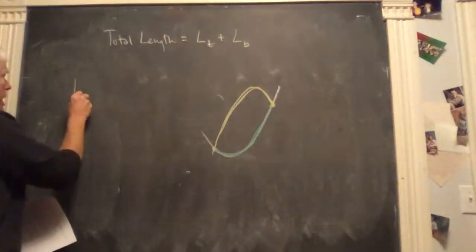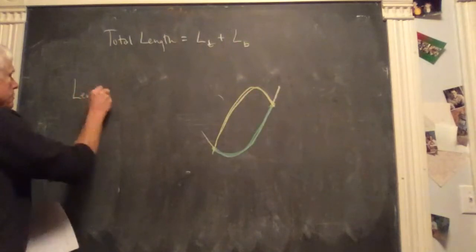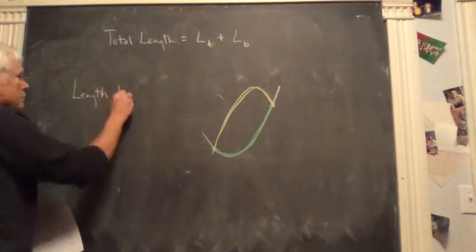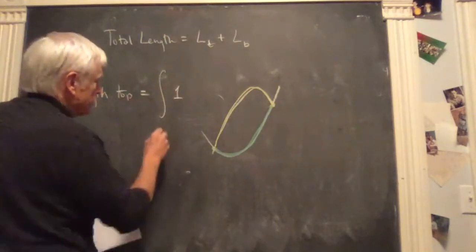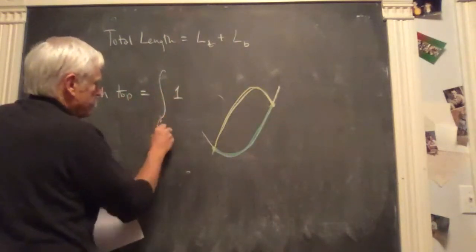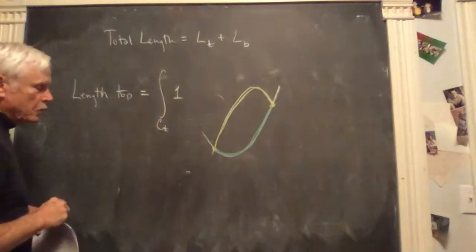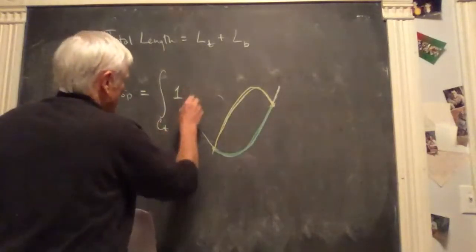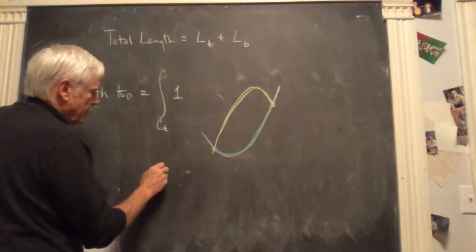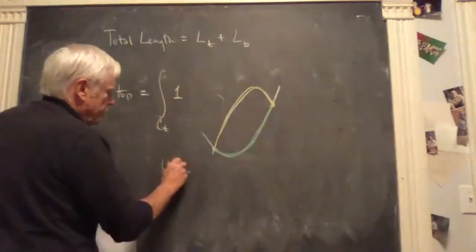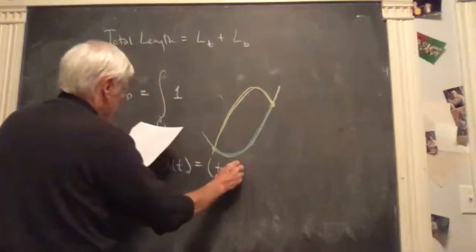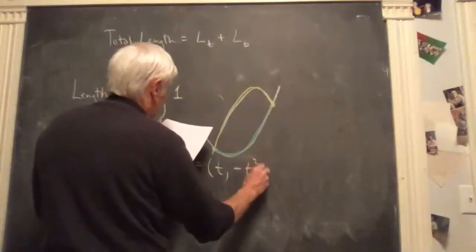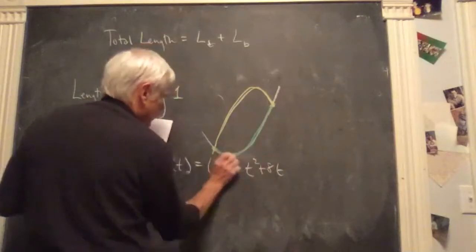So the length of the top is the integral of the one function over the top curve. We've already parameterized that curve. And I think u of t was equal to t, and then it's minus t squared plus 8t. I think I used s.